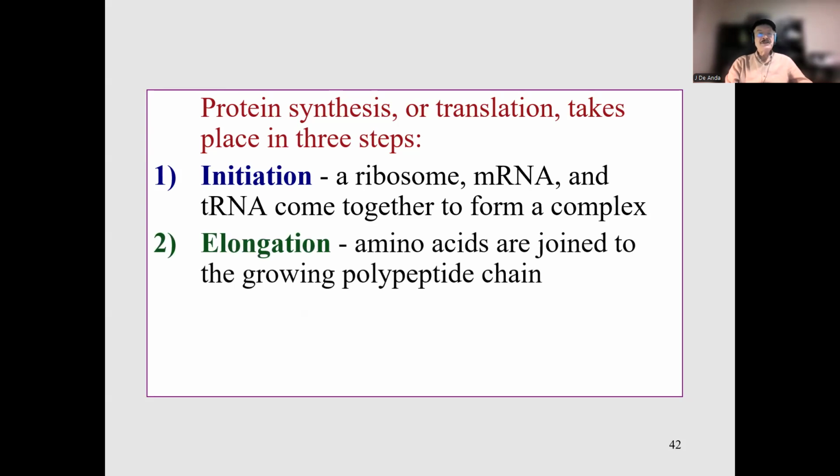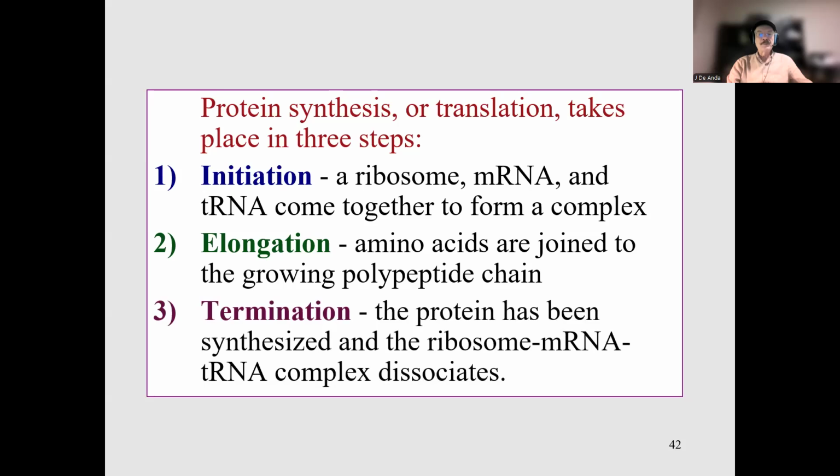The next stage is called elongation. At this stage, basically, amino acids are going to be joined to the growing polypeptide chain, and it's going to be growing just as it reads the genetic code. tRNA molecules with their corresponding anticodons are coming in and linking the amino acids in the growing chain.